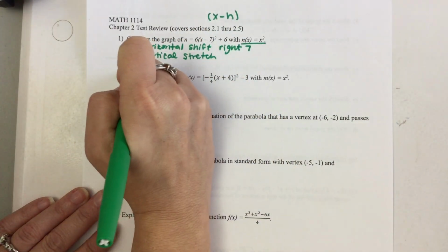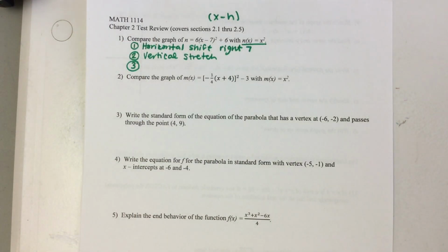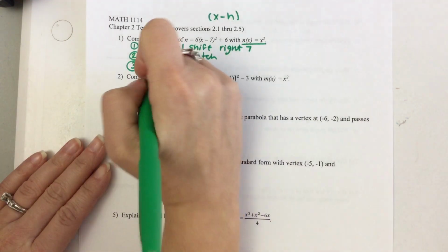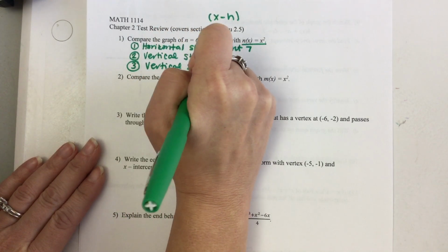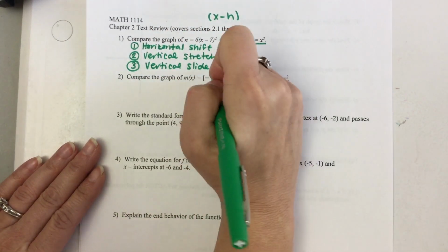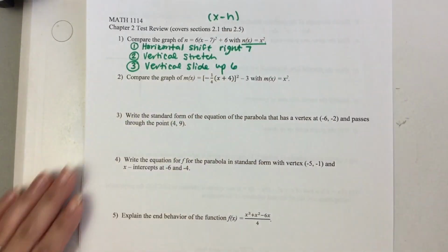Last but not least, adding and subtracting is always a translation. It's not in parentheses, so it's vertical. So we have a vertical slide. It's plus 6, so I would be going up 6.